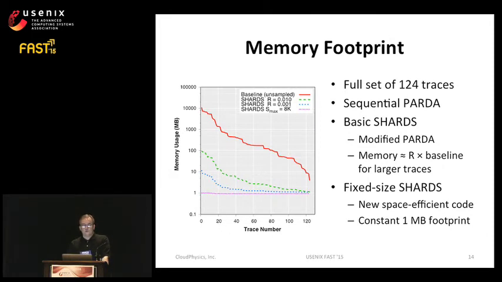For fixed-size SHARDS, we wrote a new implementation from scratch, optimized for space efficiency. Please see the paper for details. As expected, the memory usage in purple remains a constant 1 megabyte. Note that that's more than 10,000 times smaller than the baseline for large traces.